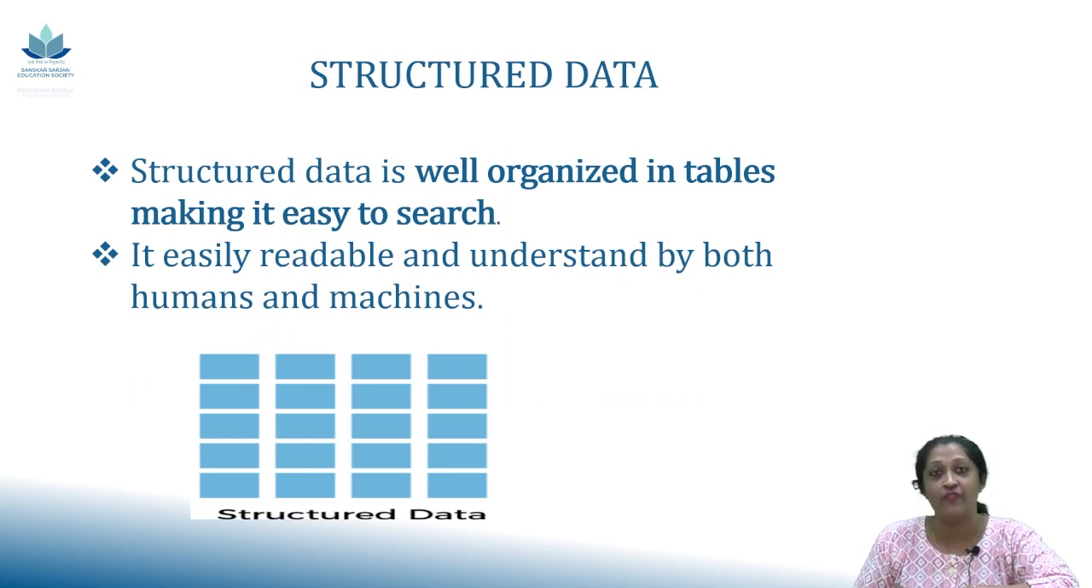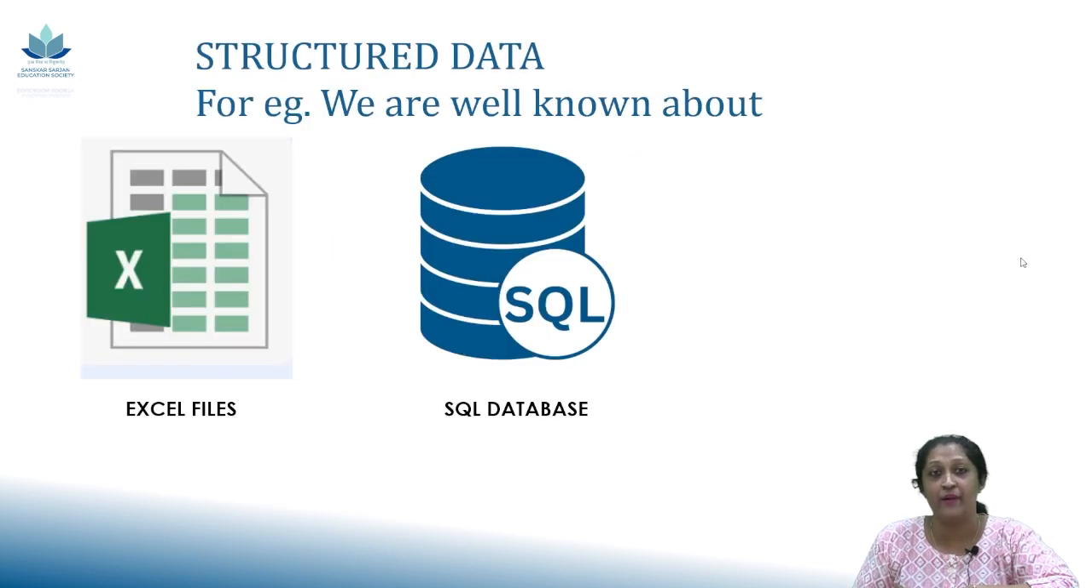Structured data is well organized in tables, making it easy to search. It's a kind of data which is stored in tabular format, that means in the form of rows and columns. It is easily readable and understandable by both humans and machines. For example, we are well aware of Excel files and SQL databases. In Excel files, data is stored in the tabular format, that is in the form of rows and columns. In the case of an SQL database, data is stored in a predefined format.